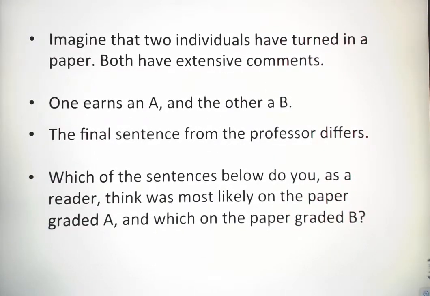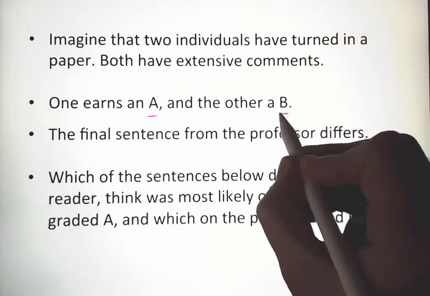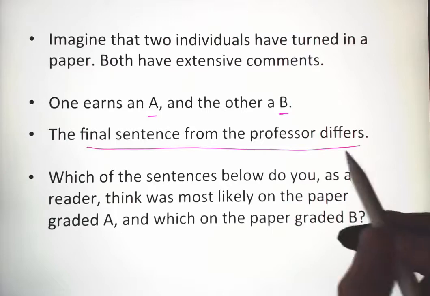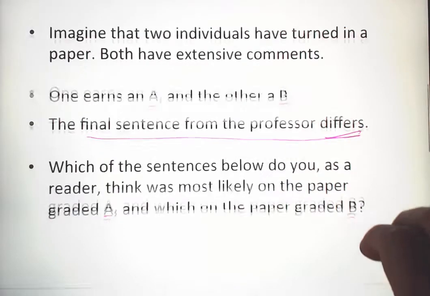Imagine that two individuals have turned in a paper. Both of those students have had extensive comments written on their paper. One earns an A and the other a B. The final sentence from the professor differs. Which of the sentences that I'm going to show you do you, as a reader, think was most likely on the paper graded A, and which was most likely on the paper graded B?